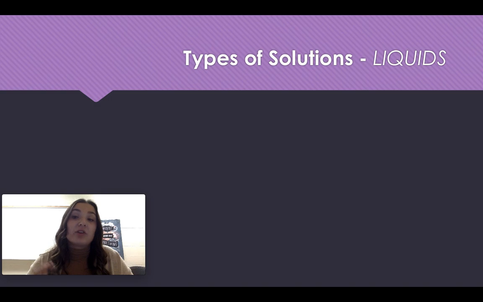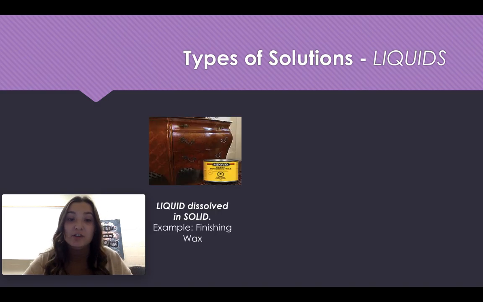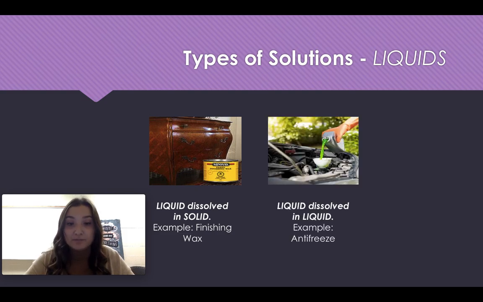Now we have our liquid types of solutions. Our first one is a liquid dissolved in a solid, and our example for that is finishing wax, the stuff you put on your furniture. If you have grandparents or parents that make stuff out of wood, you could put some finishing wax on there.